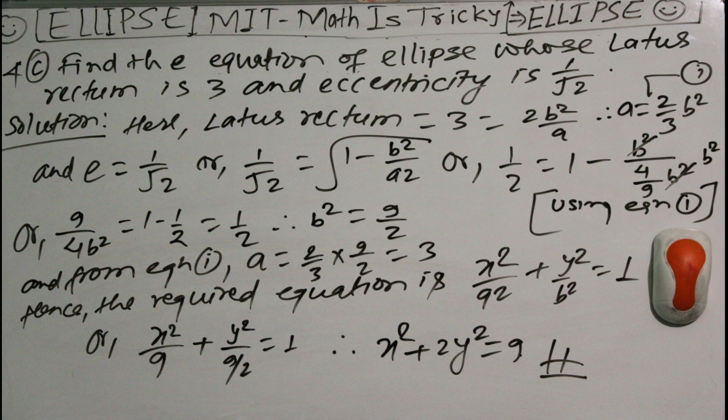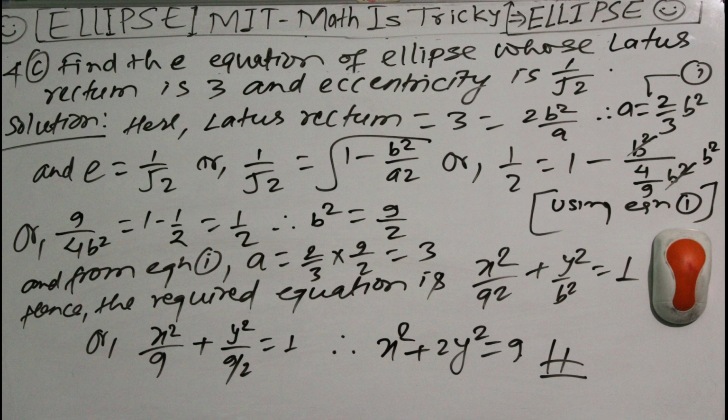So how to get a square and b square? Latus rectum is 3, meaning 2b square by a. Nothing is given here, so we will consider that a is greater than b. That means the standard equation is x square by a square plus y square by b square equals 1, in which a is greater than b. We have to use the first formula for that. From that we get 3 equals 2b square by a, that is a equals 2 by 3 b square. Let it be equation 1. Eccentricity is given as 1 by root 2, that means 1 by root 2 equals square root of 1 minus b square by a square. Let's put the value of a there, so that we get b square equals 9 by 2. Just simplification we have to do, so that b square equals 9 by 2.